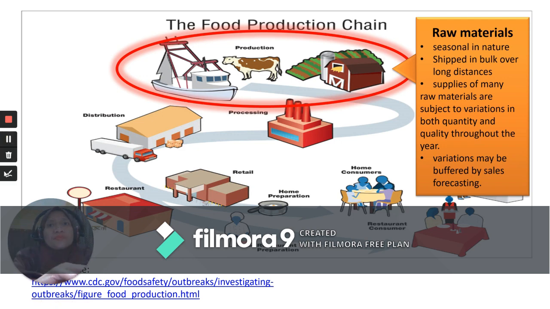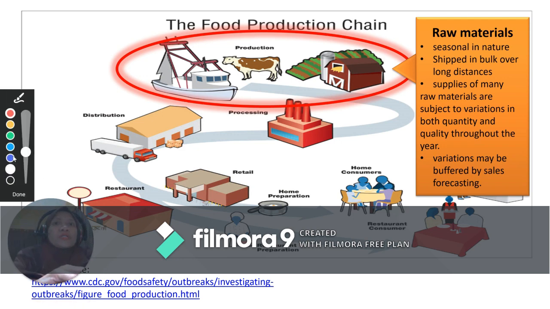One of the issues is the seasonal nature, because the demand for processed food tends to be seasonal in nature, and supplies of many raw materials are subject to variation in both quantity and quality throughout the year. Such variation may be buffered by sales forecasting.